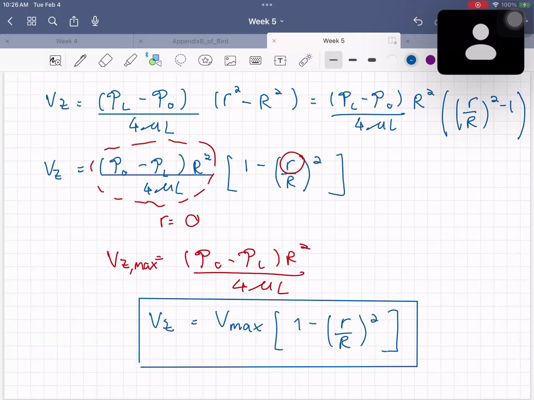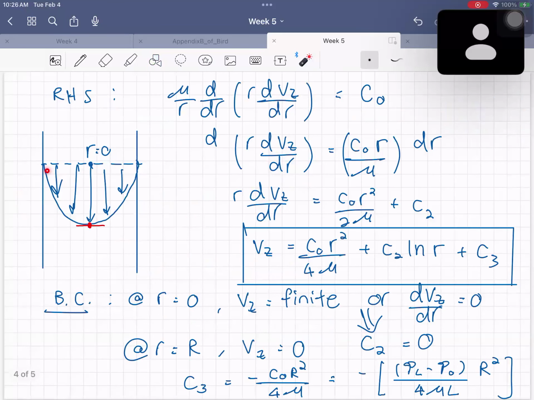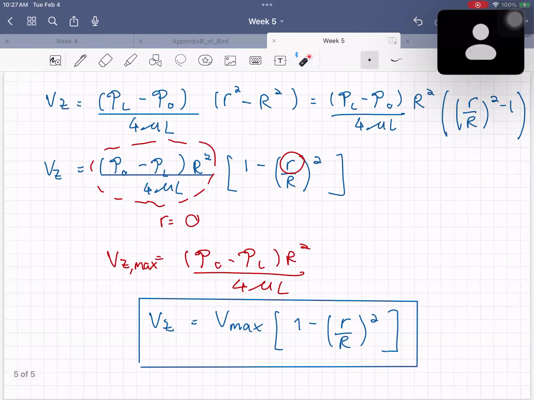So if you substitute R into this equation and calculate for Vz, the velocity profile that you get is actually this one. Any questions about this?